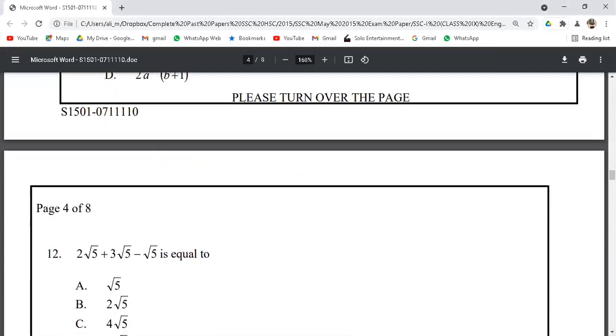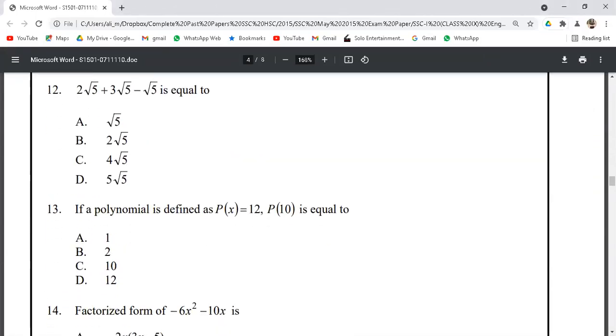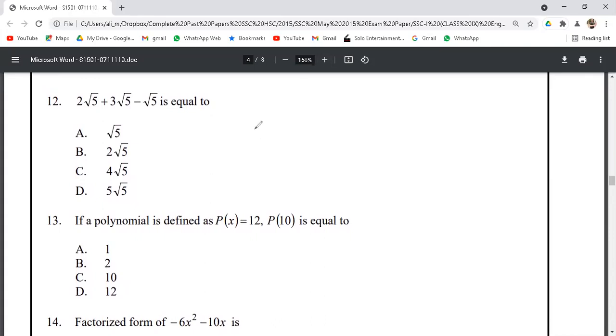Let's see question number 12, and we have to simplify this expression: 2 root 5 plus 3 root 5 minus 1 root 5. As we can see that the radical and the index are the same, so 2 root 5 plus 3 root 5 will become 5 root 5, and this minus root 5. If we subtract 1 root 5 from 5 root 5, we will get 4 root 5. So we have the correct answer, that is option C, 4 root 5.